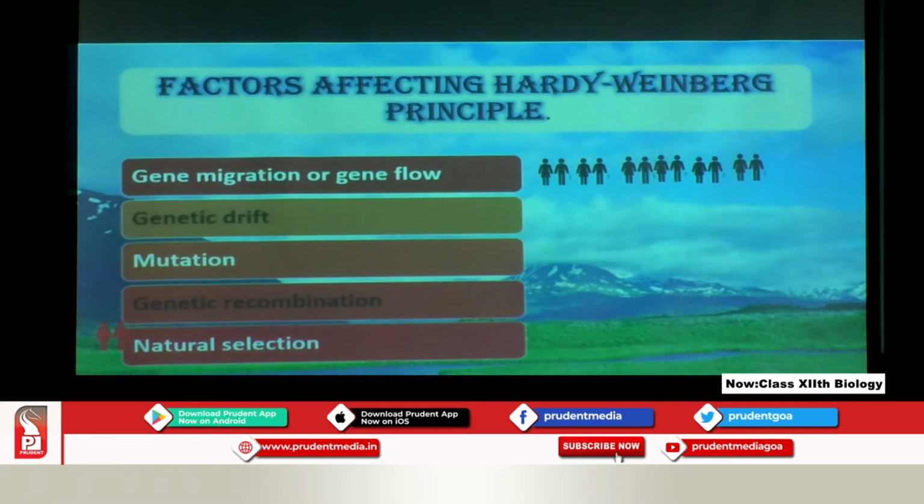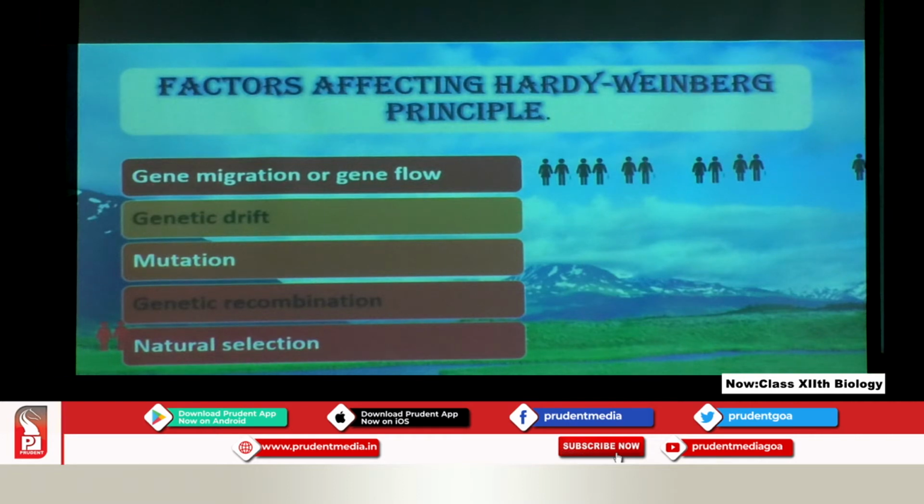So first is gene migration. What is gene migration? We know that in any population, there can be some individuals who will migrate from there. So let us say some individuals migrated from there. So what has happened is when they migrate, you can see in the animation, now those many genes have gone out from that population, no more present there.